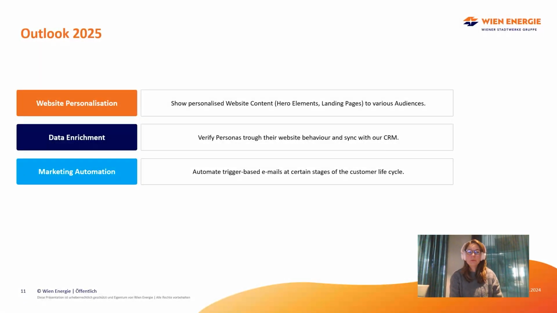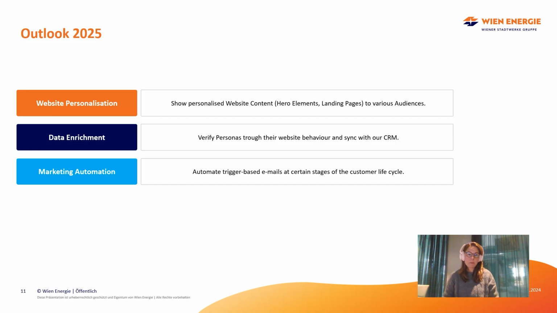So what will we do in the next year, in 2025? We will be pretty busy. We plan to implement various use cases from the field of website personalization, data enrichment, and marketing automation. And of course, as usual, we will test them first to make sure everything works out as expected. We will make a POC, and we will make sure they are in sync with our marketing strategy.